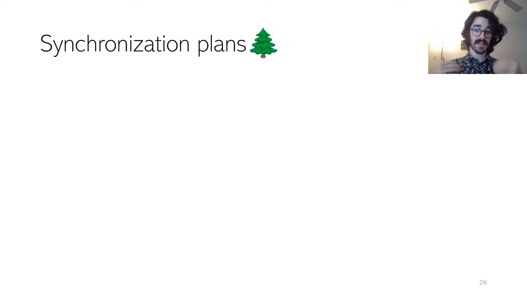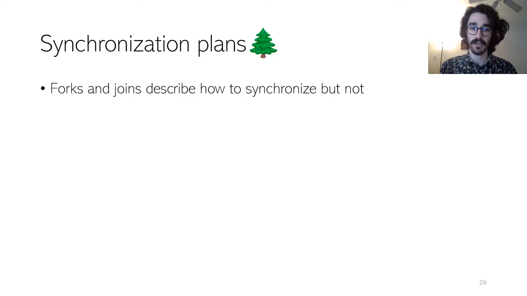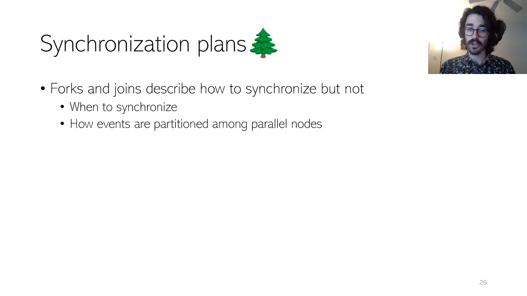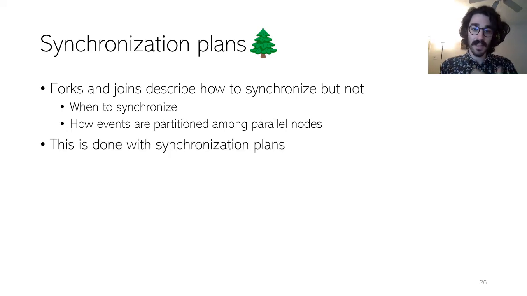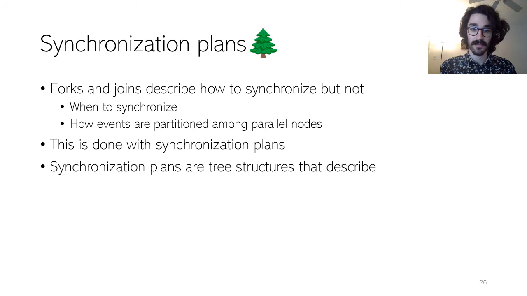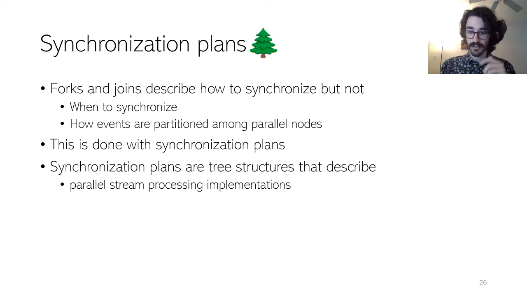So now let's switch gears and start talking about synchronization plans, which is the intermediate representation that we use for concrete parallel implementations. So forks and joins describe how to synchronize, but not when. And also, they do not describe how events are partitioned among the parallel nodes. And this is actually done with synchronization plans. Synchronization plans are tree structures that describe parallel stream processing implementations in our setting.